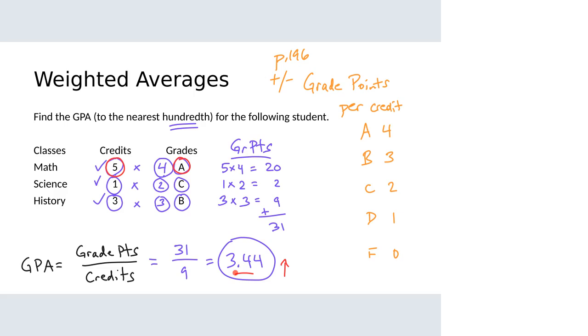Are there any questions about what we did there to calculate the grade point average for a student? And just so you know, this is exactly how your GPA is calculated. It's grade points divided by credits, and it's exactly what we just did there.